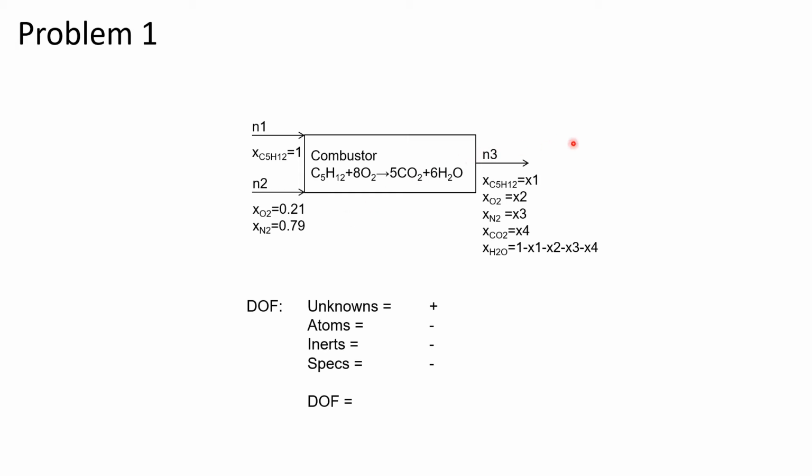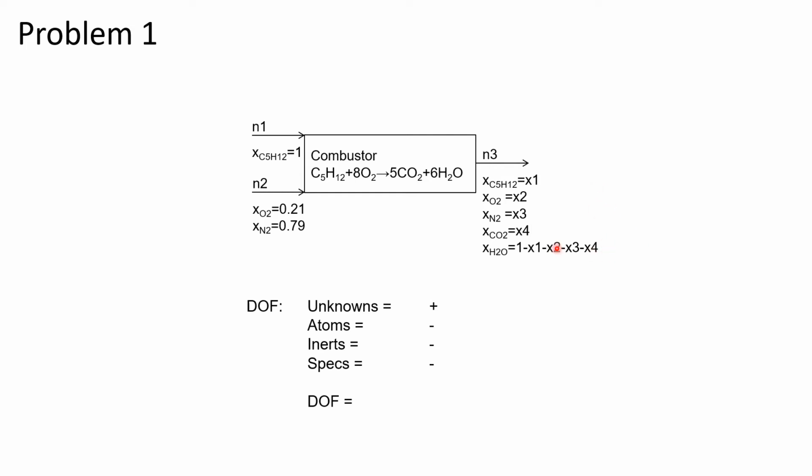Let's look over here at the product stream. The product stream, we don't know its flow rate. And I've listed all the compositions here, although later we're going to add in the molar flow rates as well. But instead of trying to calculate any of these compositions, I've listed them all as unknown. We have an unknown composition for pentane, oxygen, nitrogen, and CO2. And the water composition we're going to calculate by taking 1 minus all the other compositions.